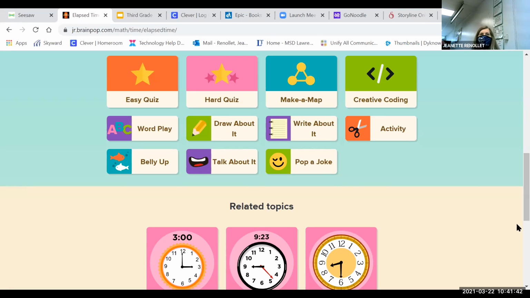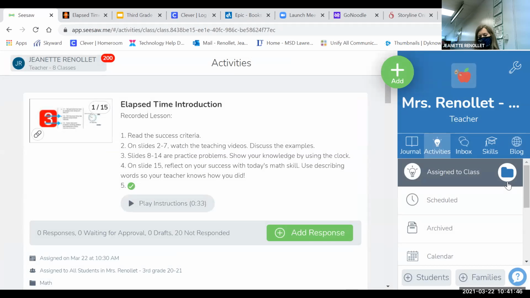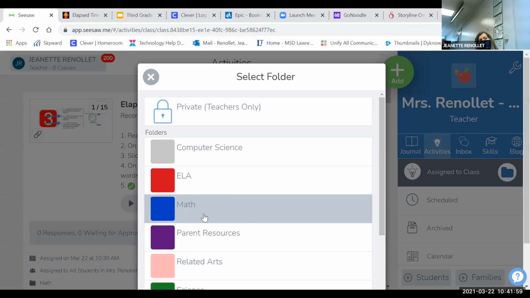All right, join me on Seesaw, please. You should not be hearing any voices as you click on your activity. To find our activity, you click on our math folder, which is dark blue.